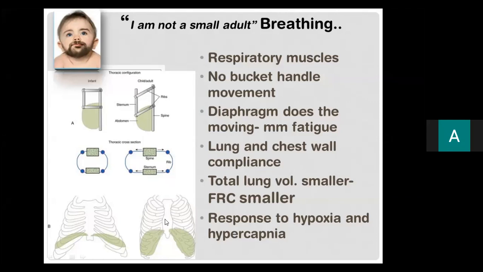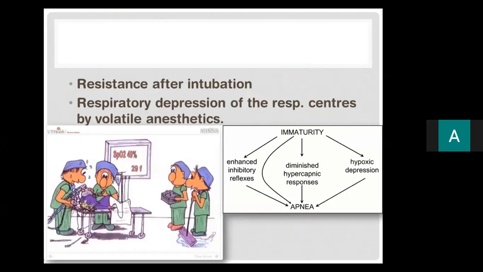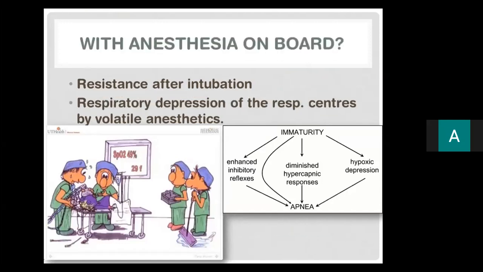So in a nutshell, when you look at their breathing, their respiratory muscles are weaker. They already have a smaller capacity for their lungs and also cavity. Their functional residual capacity is smaller, and yet their response to hypoxia and hypercapnia is poor, and so they will not compensate. Instead, they'll stop, which will worsen the hypoxia. So what happens after, when you have anesthesia on board to their respiratory system?